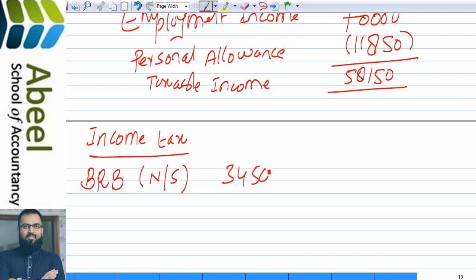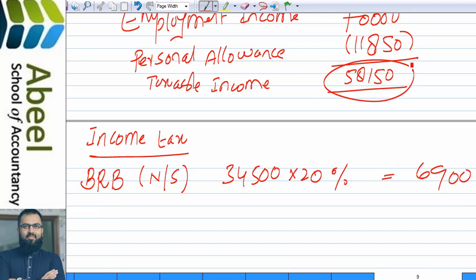34,500, 20%. Because first 34,500 will be taxed at 20%, which comes to, if we take 20% of 34,500, the answer is 6,900. So basic rate band we have fully utilized, but still this taxable income is obviously higher than basic rate band. So we have to go towards higher rate band also.